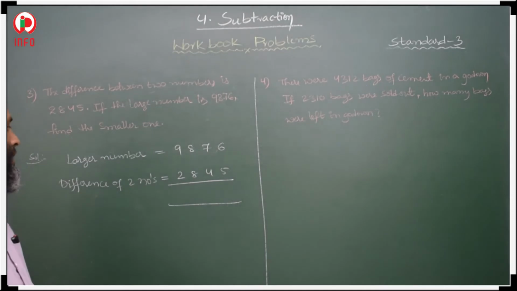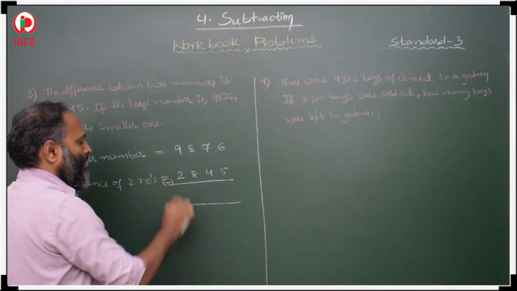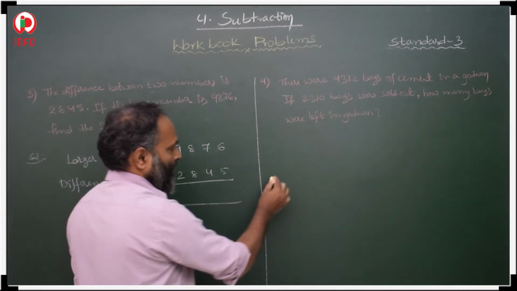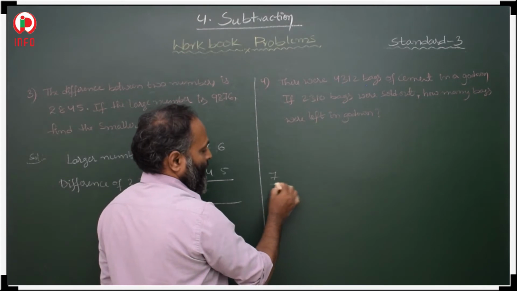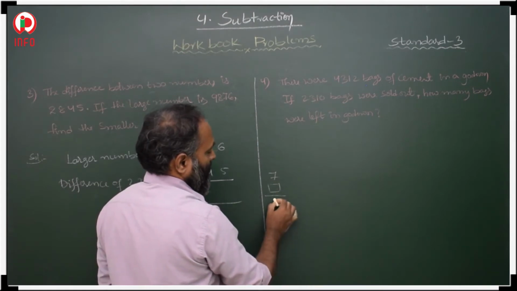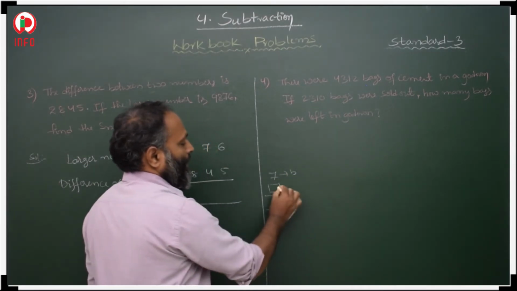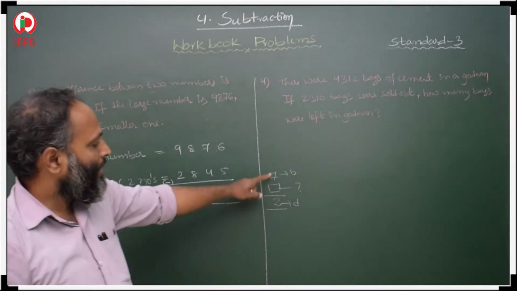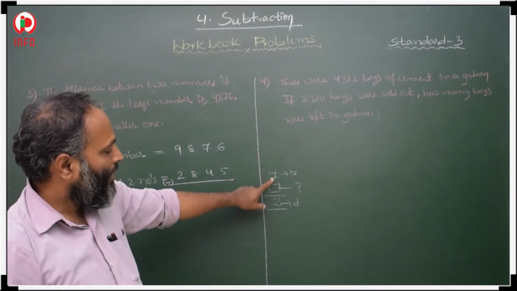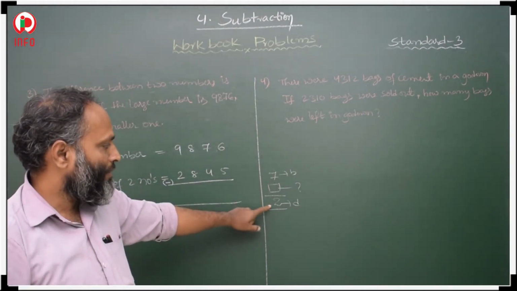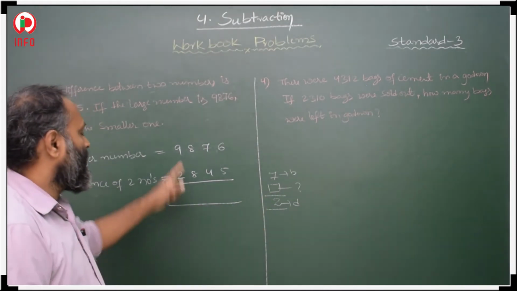Then the smaller number. After subtracting, if the difference between two numbers and the larger number are there, then we will get the smaller number. Suppose 7 is there, and what we don't know, and the difference is 2. This is the bigger number, this is the difference. Then how will we get the smaller number? 7 minus 2, bigger number minus difference, then you will get the smaller number. 7 minus 2 is 5. In that way, we have to do.